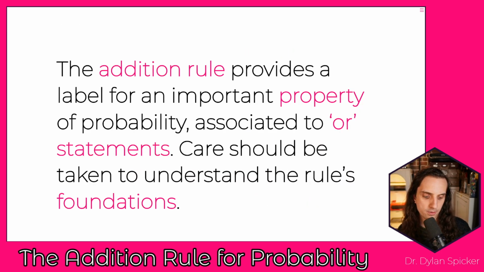Okay? So the addition rule for probability provides a label for an important property of probability that would otherwise be captured through the axioms or the secondary properties. It associates itself with or statements. If you want the probability of A or B, we're thinking we're going to add up probabilities. But we really should take care to understand the foundations of this rule, that we're not simply memorizing it and then pulling it out based on matching of patterns. We should really understand that the addition rule is actually the rules surrounding unions. And then we're just asking ourselves, when do we need to use unions? And if we understand when we have to use unions, then everything else falls into place from there.